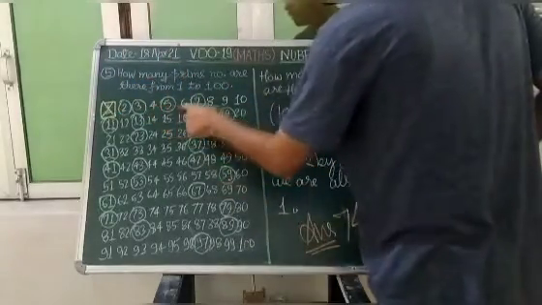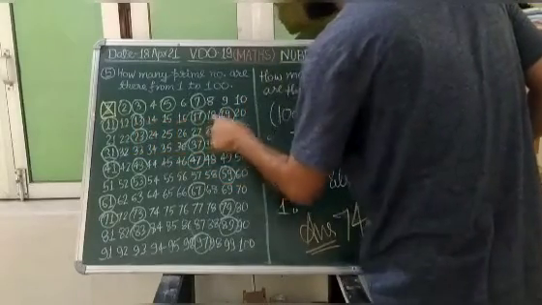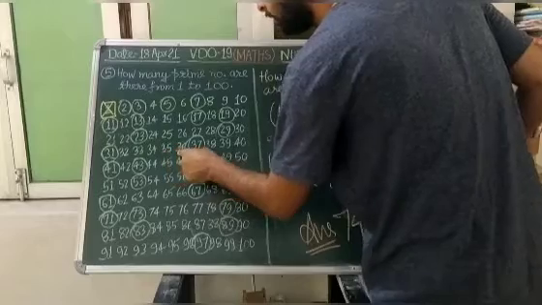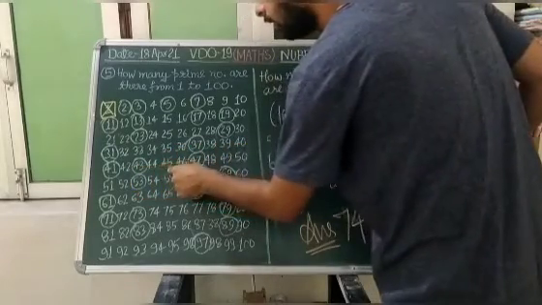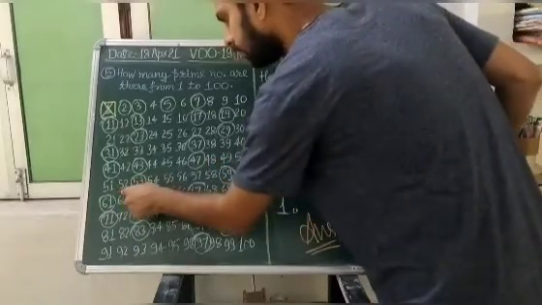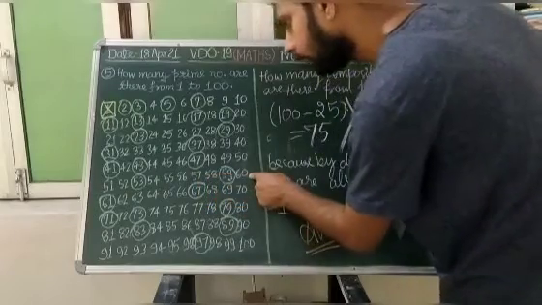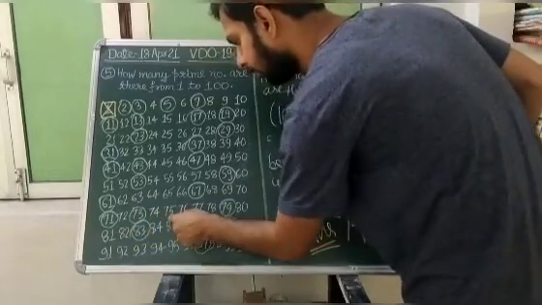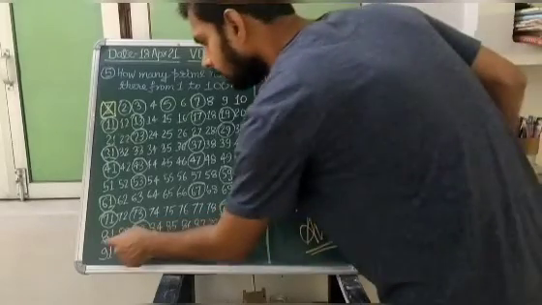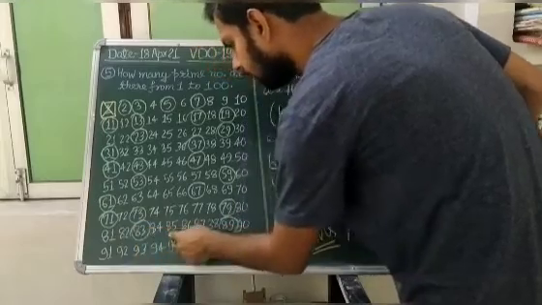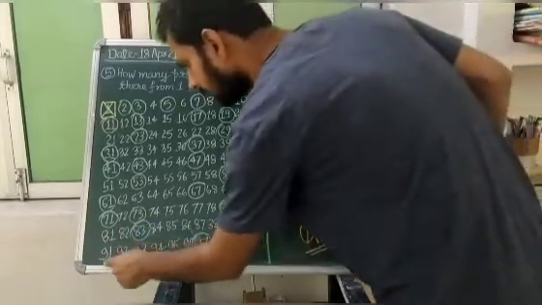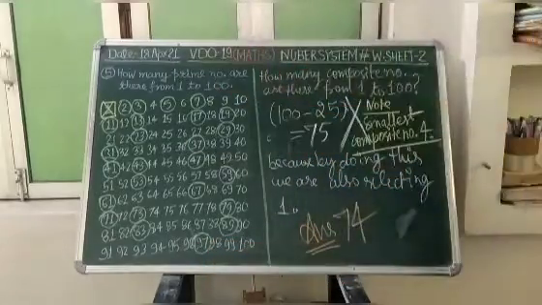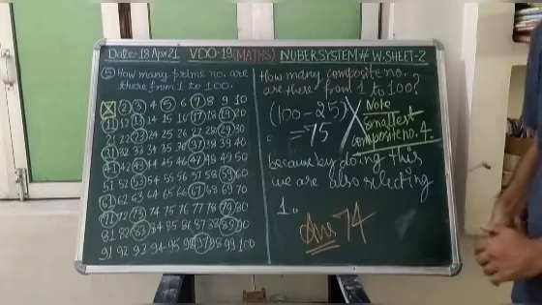So count back: 1, 2, 3, 4, 5, 6, 7, 8, 9, 10, 11, 12, 13, 14, 15, 16, 17, 18, 19, 20, 21, 22, 23, 24, 25, 26, 27, 28, 29, 30, 31, 32, 33, 34, 35, 36, 37, 38, 39, 40, 41, 42, 43, 44, 45, 46, 47, 48, 49, 50, 51, 52, 53, 54, 55, 56, 57, 58, 59, 60, 61, 62, 63, 64, 65, 66, 67, 68, 69, 70, 71, 72, 73 and 74. The answer will be your 74.